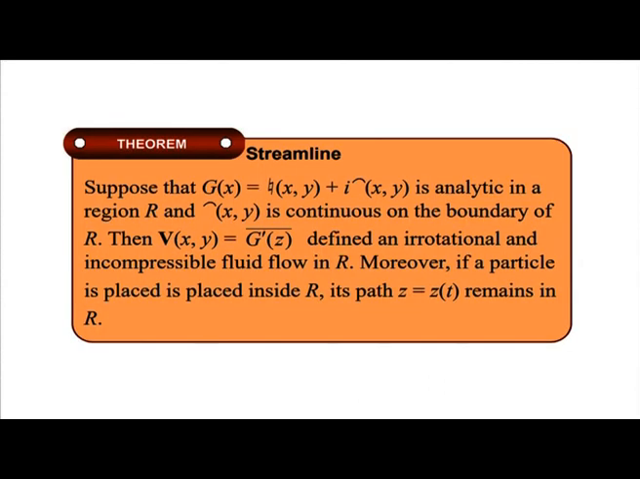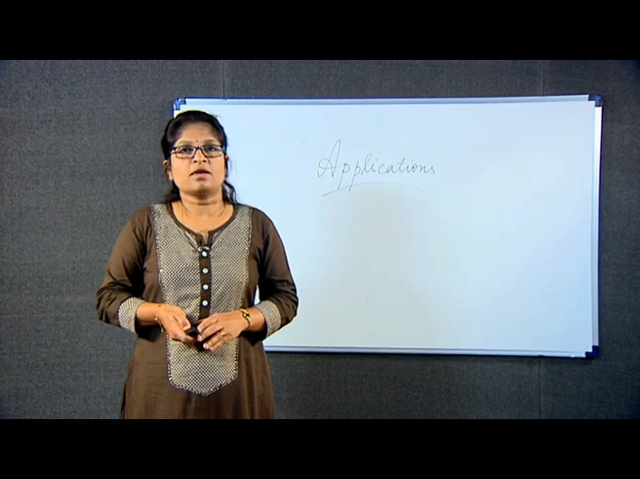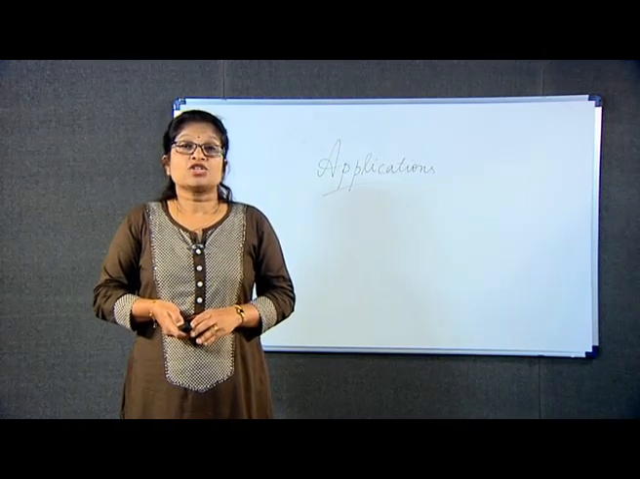Let us see the theorem statement which is on the streamlines. Suppose that g(x,y) = φ(x,y) + iψ(x,y) is analytic in a region R, and ψ(x,y) is continuous on the boundary of R. Then V(x,y), the conjugate of g'(z), defines an irrotational and incompressible fluid flow in R. Moreover, if a particle is placed inside R, its path z = z(t) remains in R. So, this is a theorem which helps you to connect the streamlines.